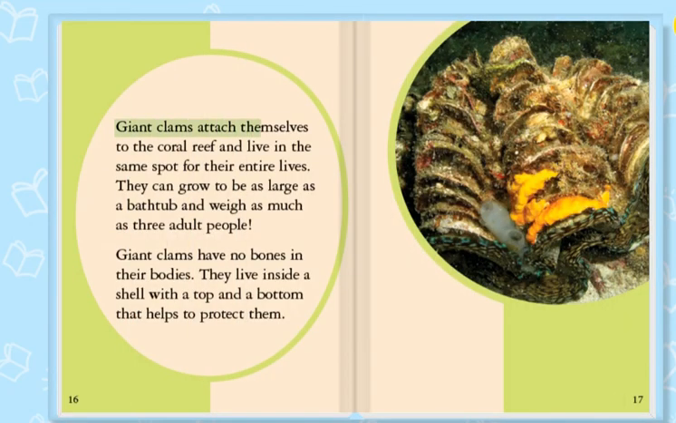Giant clams attach themselves to the coral reef and live in the same spot for their entire lives. They can grow to be as large as a bathtub and weigh as much as 3 adult people. Giant clams have no bones in their bodies. They live inside a shell with a top and a bottom that helps to protect them.